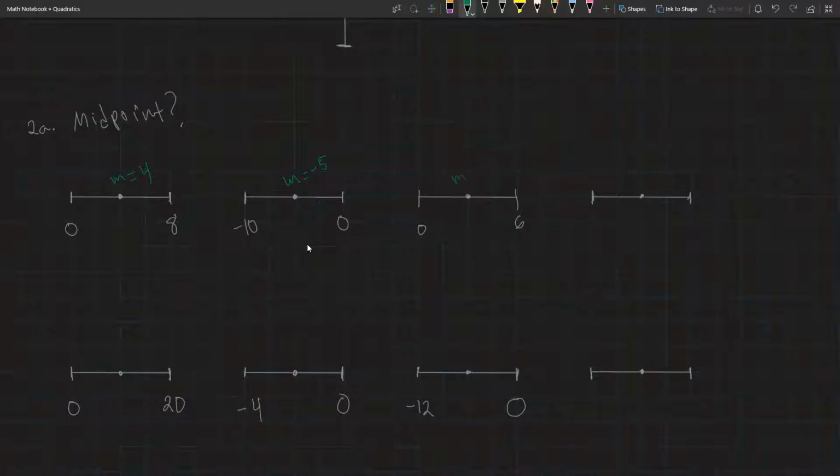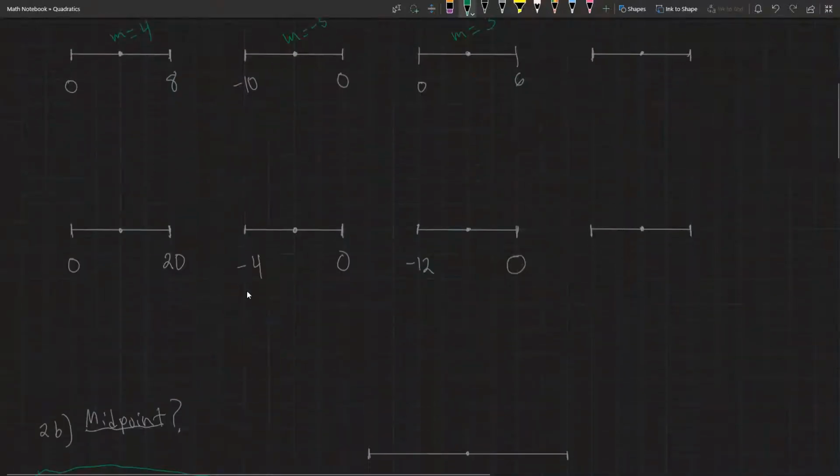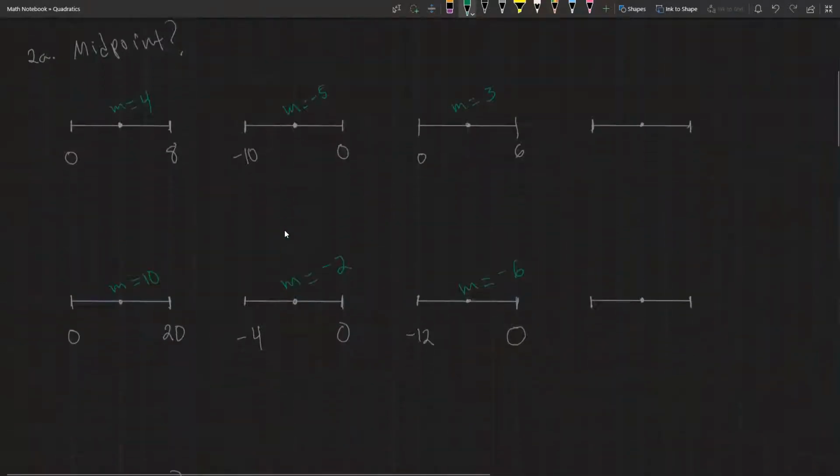What's the midpoint here? This is 3. Great. What's the midpoint? That's actually 0 and 20. What's the midpoint between 0 and 20? It is 10. What's the midpoint here for -4 and 0? It is -2. And lastly, what's the midpoint for this one? It is -6.